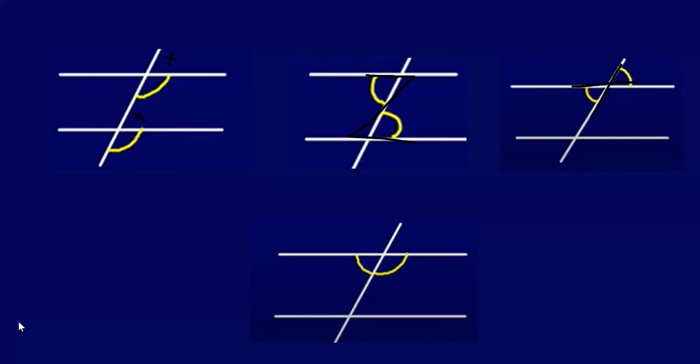And if we have 2 angles that make 180, that make a straight line, we call them supplementary angles, okay? These are the 4 rules. We use them to figure out any angles in these questions.